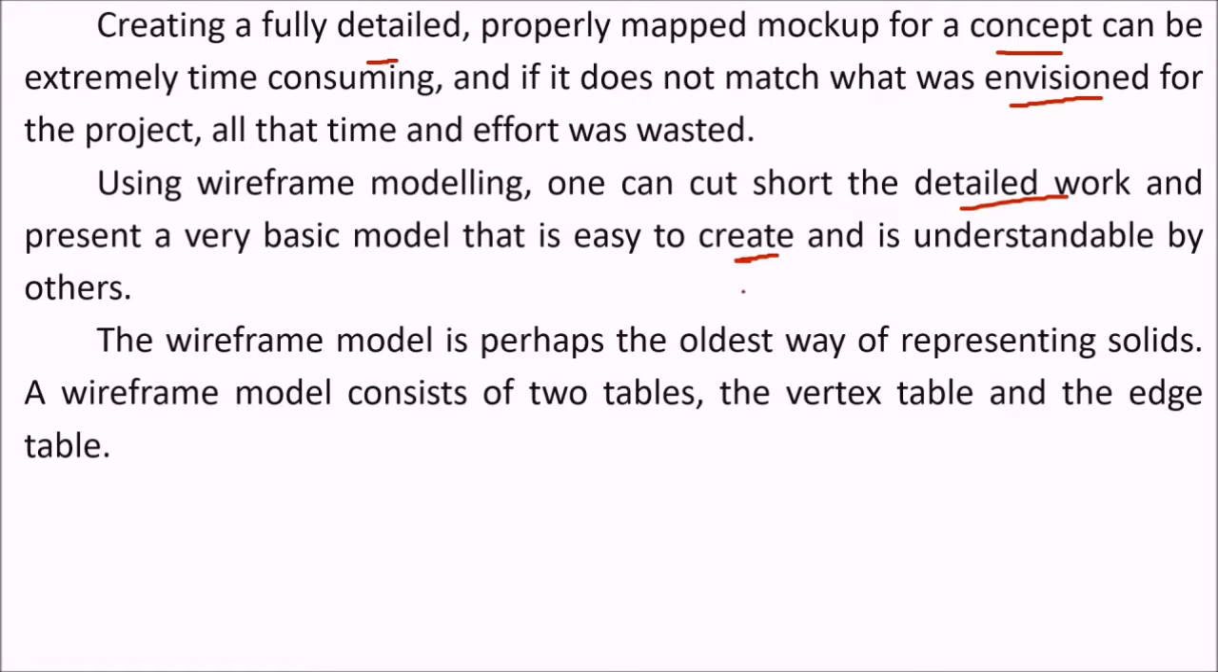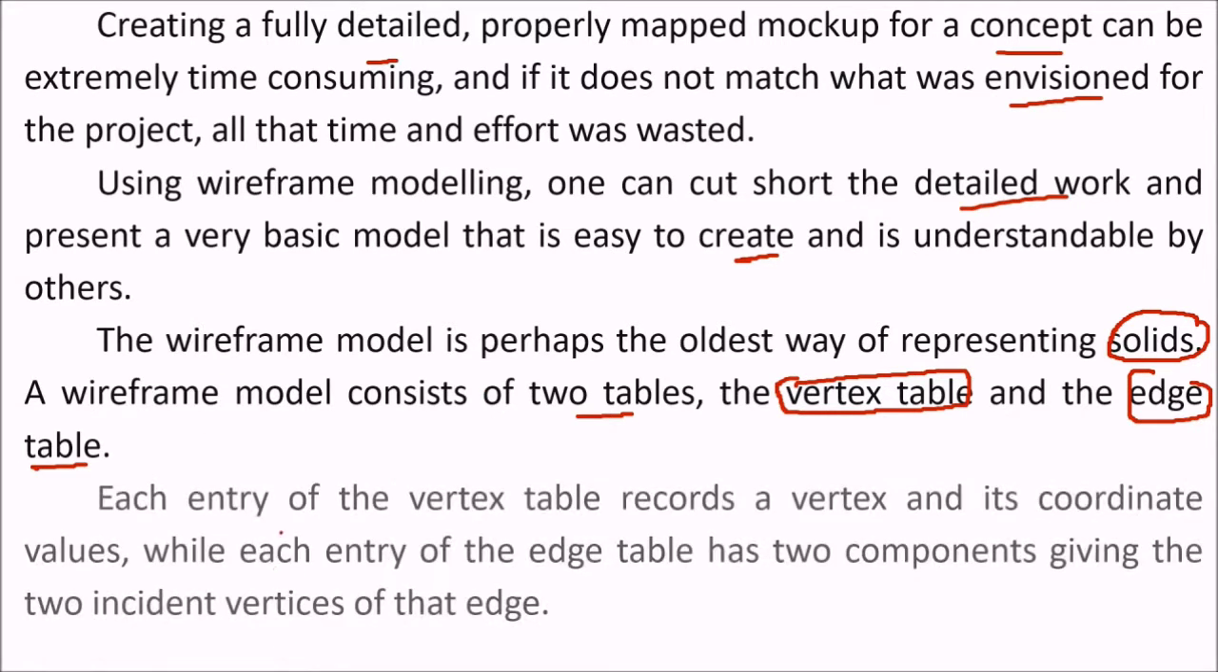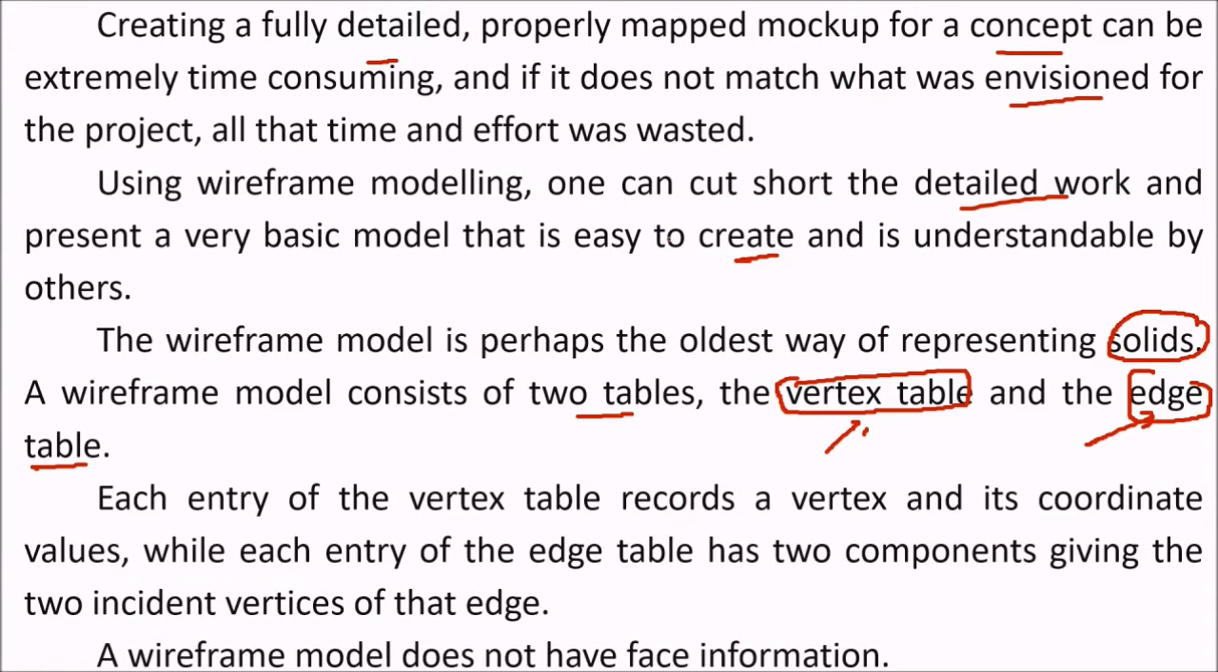The wireframe model is perhaps the oldest way of representing solids. A wireframe model consists of two tables. One is the vertex table and the other is the edge table. Each entry of the vertex table records a vertex and its coordinate values, while the entry of the edge table has two components, giving the two incident vertices of that edge. We'll see about these in the diagram also.